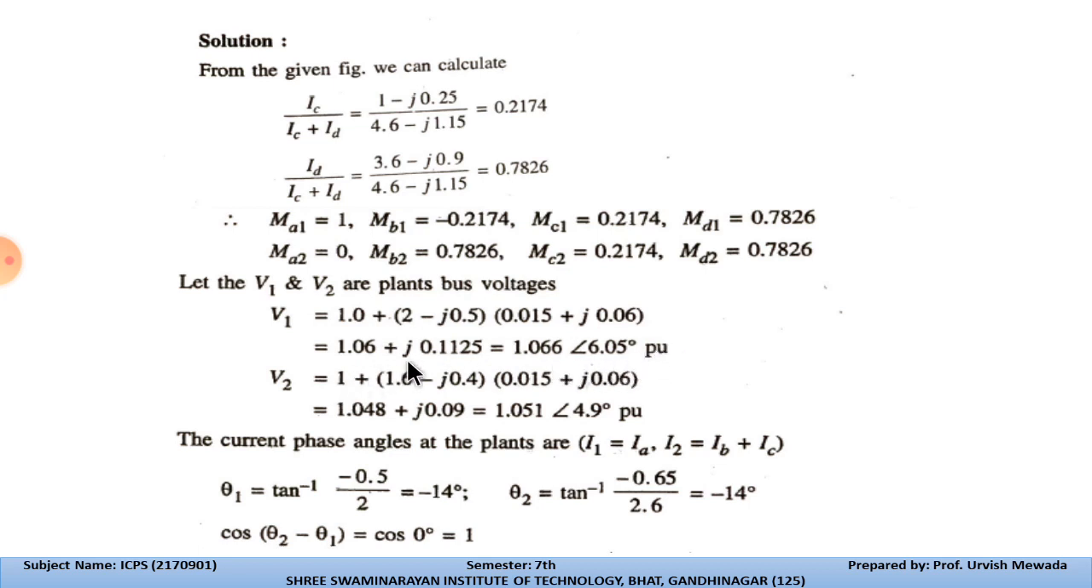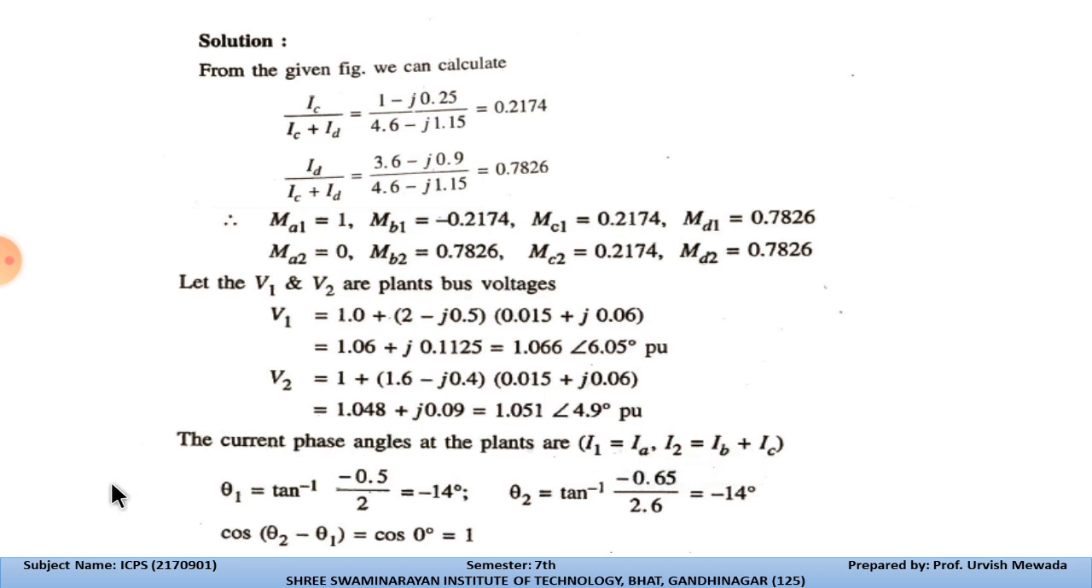For V2, the equation is 1 plus 1.6 minus j0.4, these being the values given in the data, into 0.015 plus j0.06. After solving this, we get V2 in a plus jb form as 1.048 plus j0.09, and the r angle theta form of V2 is 1.051 at angle 4.9 degrees. Now the current phase angles at the plants are I1 equal to IA and I2 equal to IB plus IC.